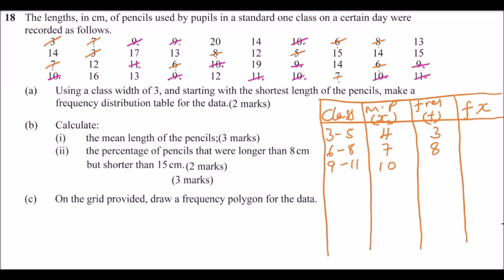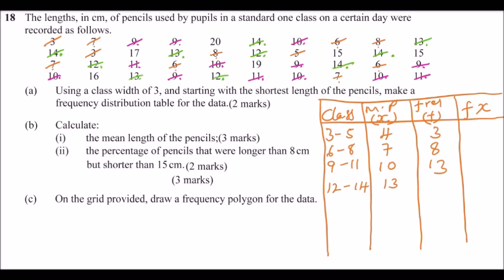Our next class is from 12 to 14. The midpoint here is 13. So we count the number of data in between 12 and 14. So here we have 1, 2, 3, 4, 5, 6, 7, 8, 9 and 10. So they are 10.